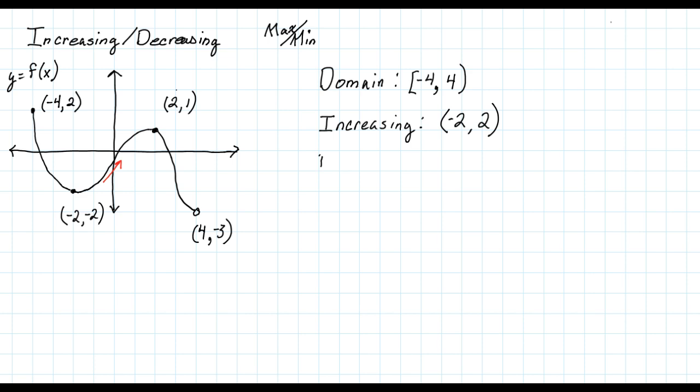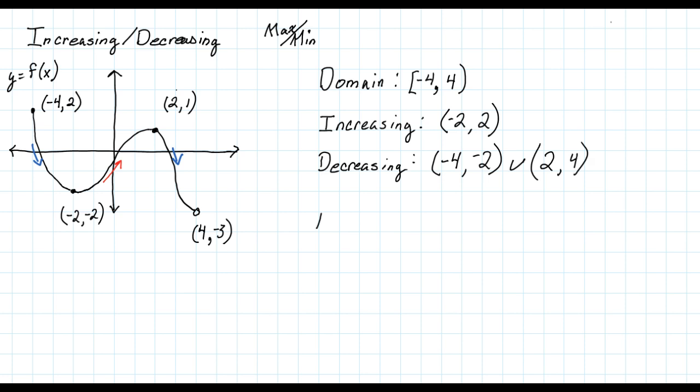Now, where am I decreasing? This is exactly what you would think. These are the places where our graph is going downward. So it's going downward over here and over here. So those intervals are -4 to -2, union 2 to 4. And again, I'm going to leave everything open.